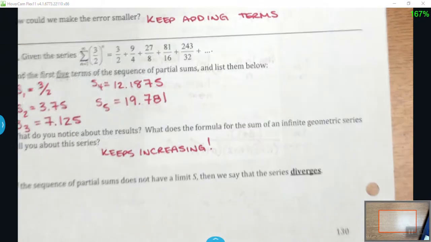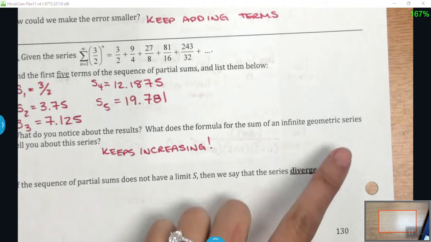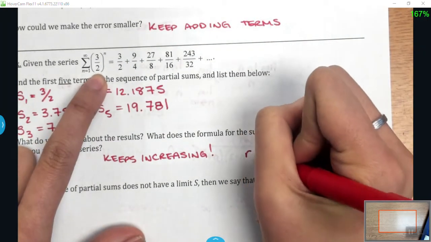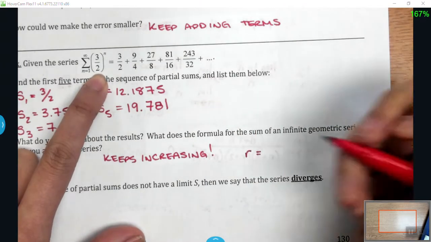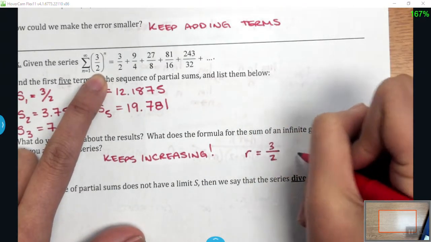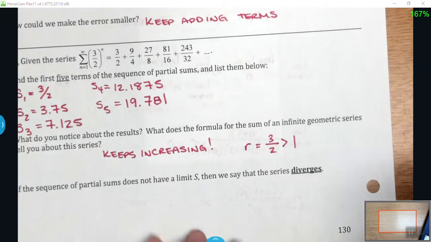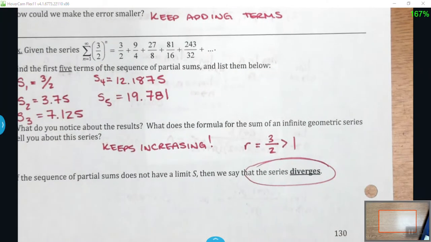What does the formula for the sum of an infinite geometric series tell you about this series? What's our R? R is greater than 1. R is 3/2, which is greater than 1. So, the series diverges.